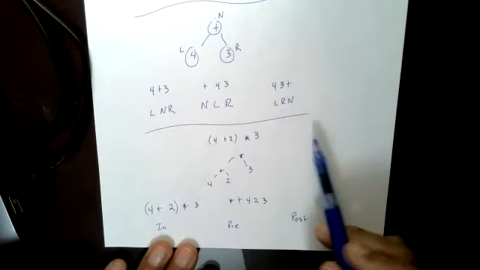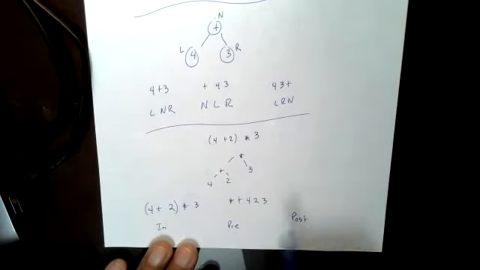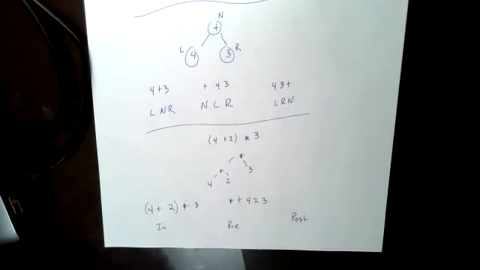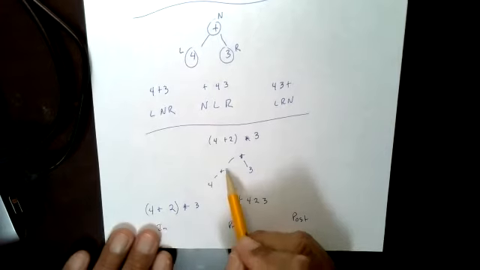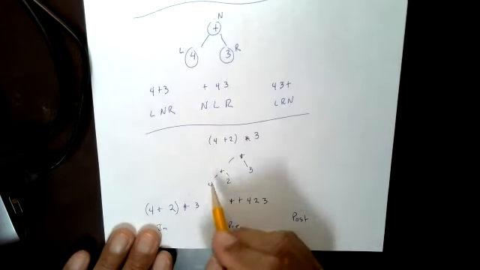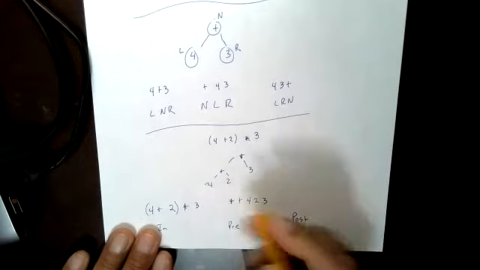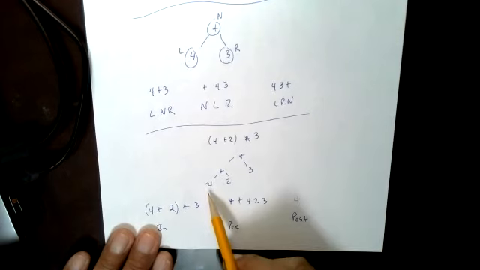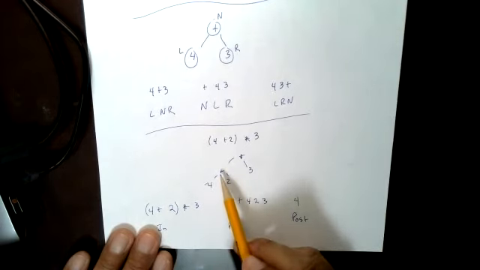Finally, postfix, it's going to be left, then right, then node. So I start here at this node, nothing. I come down to its left, start here, nothing, because I have to keep going left as far as I can. I come all the way to here, I hit the 4. I can't go any farther, so I back up.